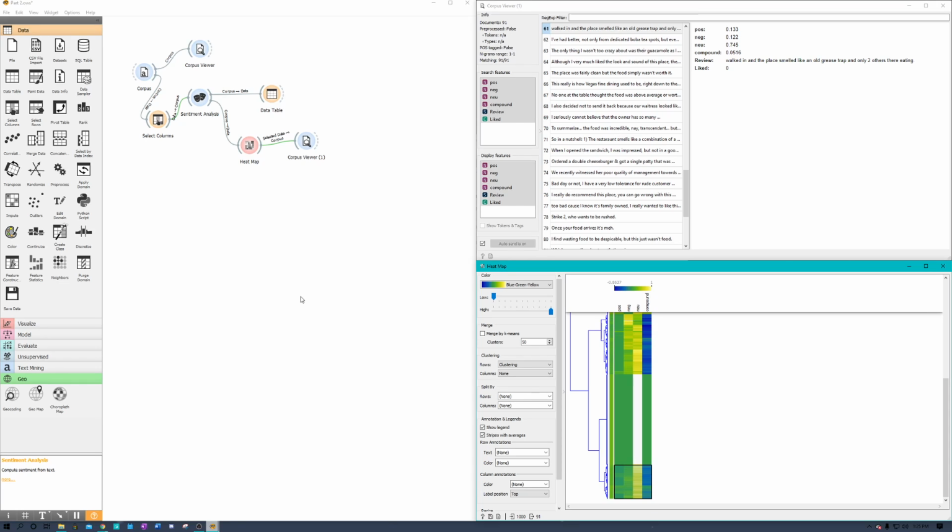So Orange did a significant job determining the data and clustering the data based upon the review values and using these sentiments to determine the review values.